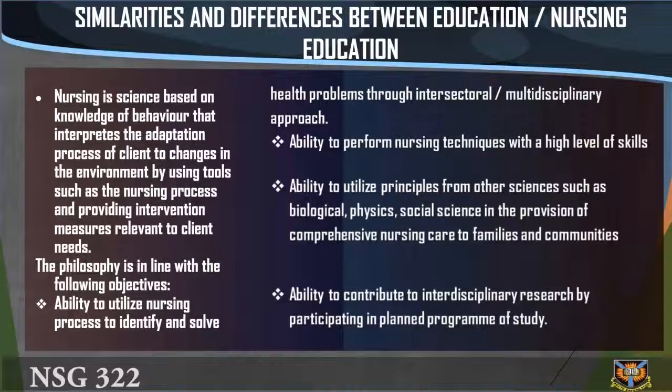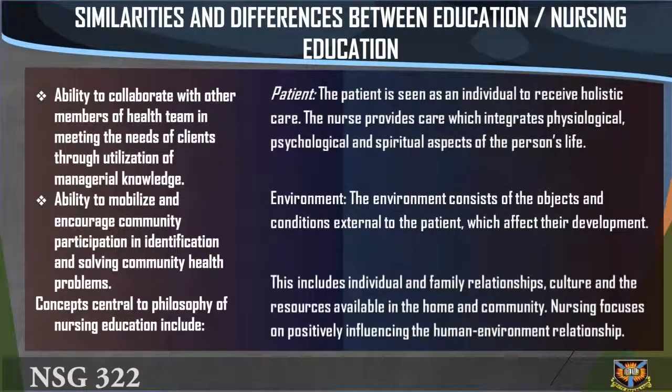The philosophy is in line with the following objectives: ability to utilize nursing process to identify and solve health problems through intersectoral multidisciplinary approach, ability to perform nursing techniques with a high level of skills, ability to utilize principles from other sciences such as biological, physics, social science, and the provision of comprehensive nursing care to families and communities. Ability to contribute to interdisciplinary research by participating in planned program of study. Ability to collaborate with other members of health team in meeting the needs of clients through utilization of managerial knowledge. Ability to mobilize and encourage community participation in identification and solving community health problems.